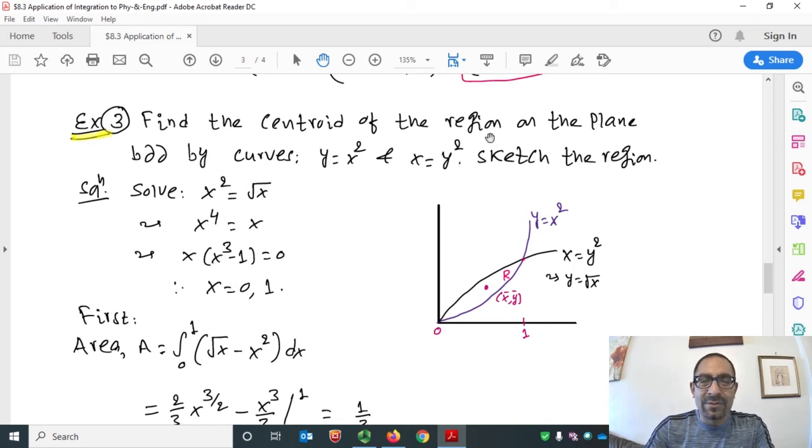Find the centroid of the region in the plane bounded by the curves y equals x squared and x equals y squared. Sketch the region. Solutions. First, let's talk about the diagram.